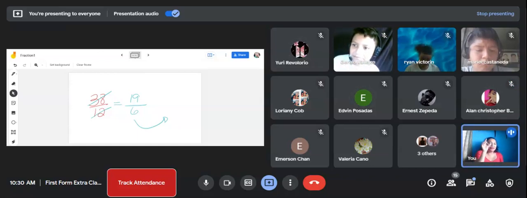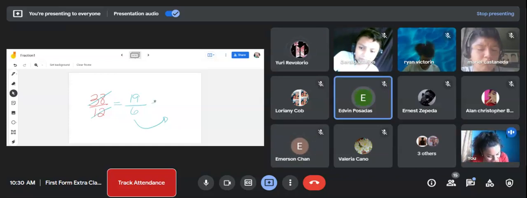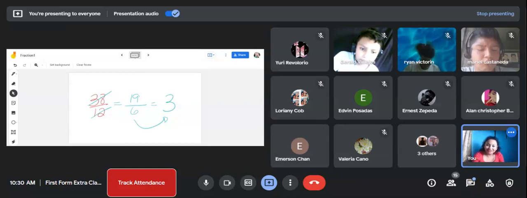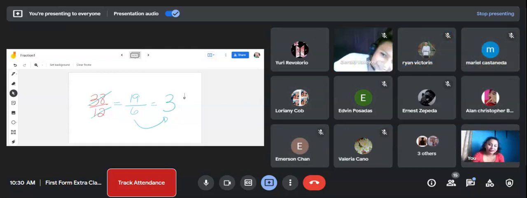Very good. The biggest number always goes first. 19 is the number that I want to divide, and I want to divide it by how much? By 6. So if I have 19, how many times is 6 going into 19? 3. 3 times. Very good. ¿Cuánto me quedó? 1. One over 6. It's 3 and 1 over 6. 3 and 1 over 6. Very good.